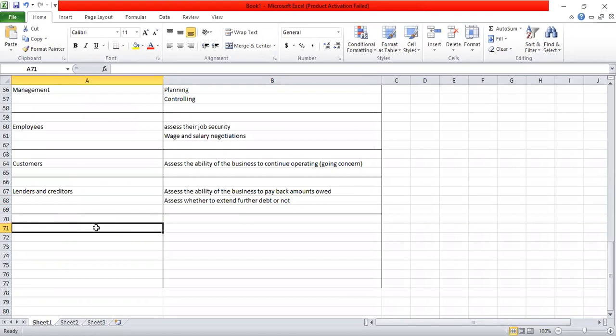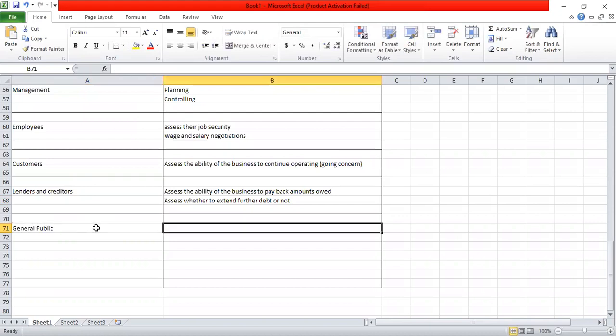Right. Then we can also have the general public. They also need the financial information so that they can assess the contribution of the business to the community. What are they doing for the community in which they are residing, where they are harvesting profits? What are they giving back to the community? Right.